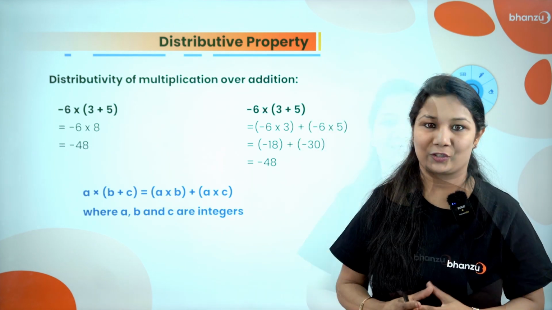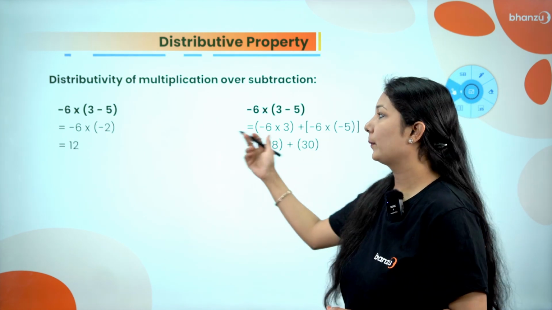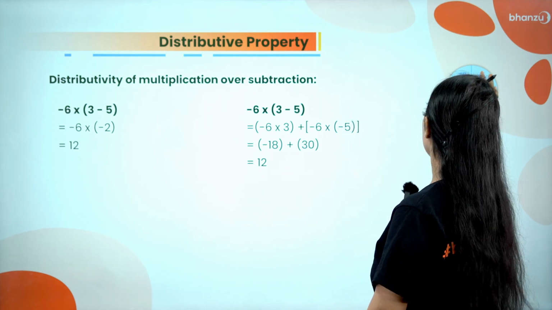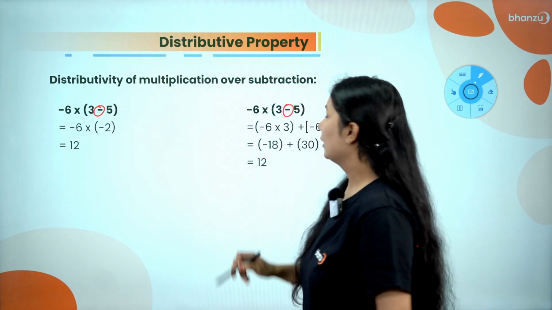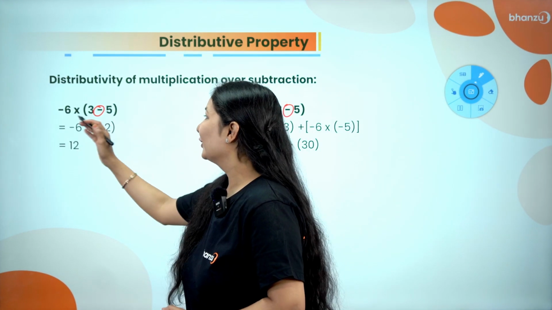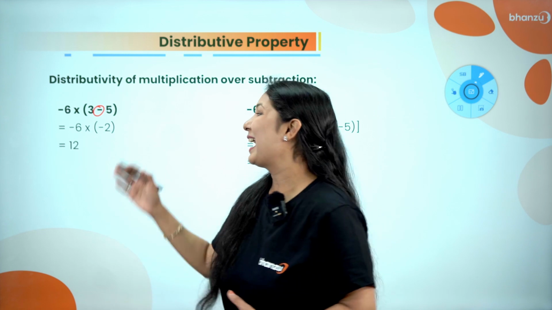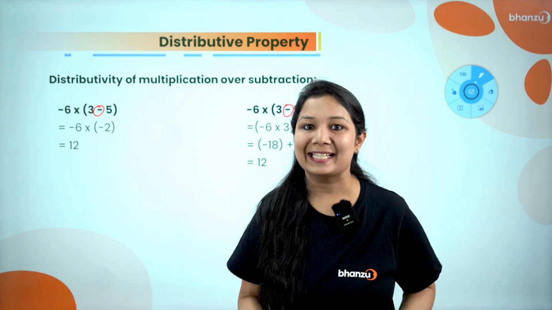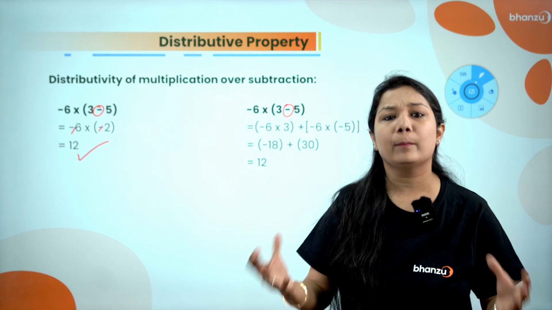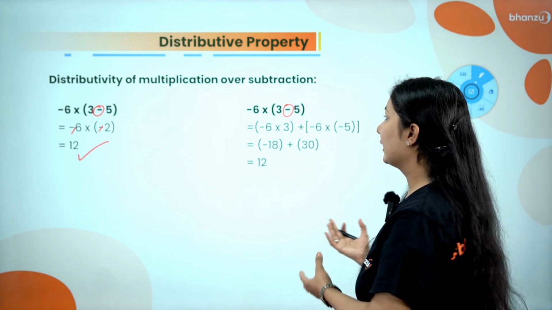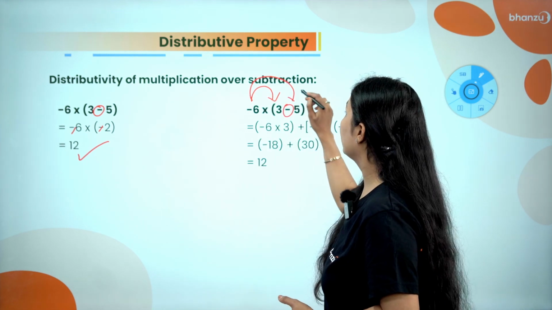So now let's talk about the distributive property of multiplication over subtraction. So over here, as you can see, we'll be having a subtraction sign in between, right? In the previous one, we were having addition. So let's solve the left hand side first. 3 minus 5, different signs, we need to put the sign of the greater integer, which is minus, and subtract, so it's minus 2. And minus 6 into minus 2, minus minus gets cancelled, and you are left with plus 12 as their product. But on our right hand side, if you see, minus 6 would have to be distributed with 3 also and with minus 5 also.